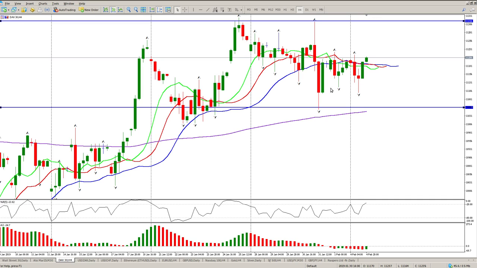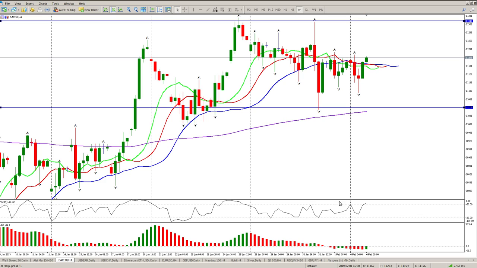So the confusion continues. As you can see, big swings either side of the alligator. The alligator is flat. We do have a slight upturn in the alligator at the moment, but that doesn't mean much because we had one over here as well, and that didn't really work out.